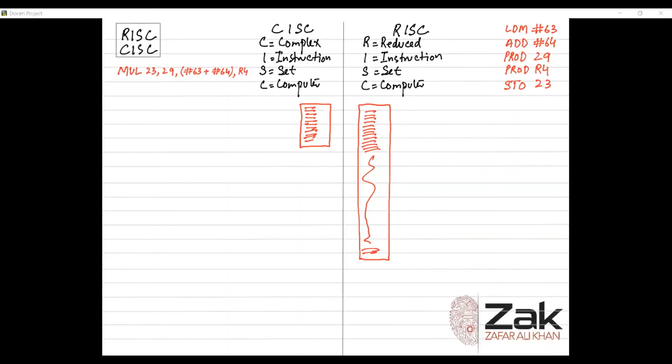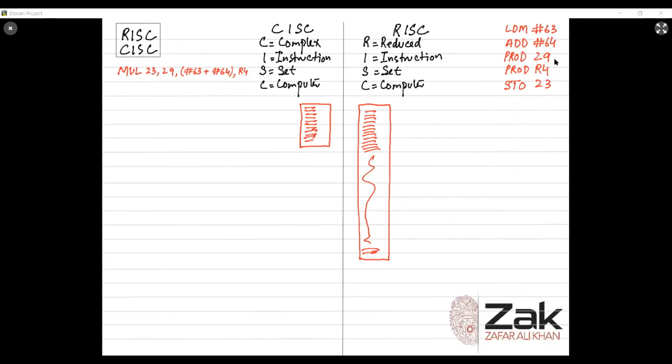This is LDM, load immediate 63. So 63 is being loaded. Then you added 64 to it. This is immediate. We are not referring to any memory. Then product 29. Product means that whatever is present at the address 29 will be multiplied with whatever is in the accumulator. And what would be in the accumulator? The addition of 63 and 64.